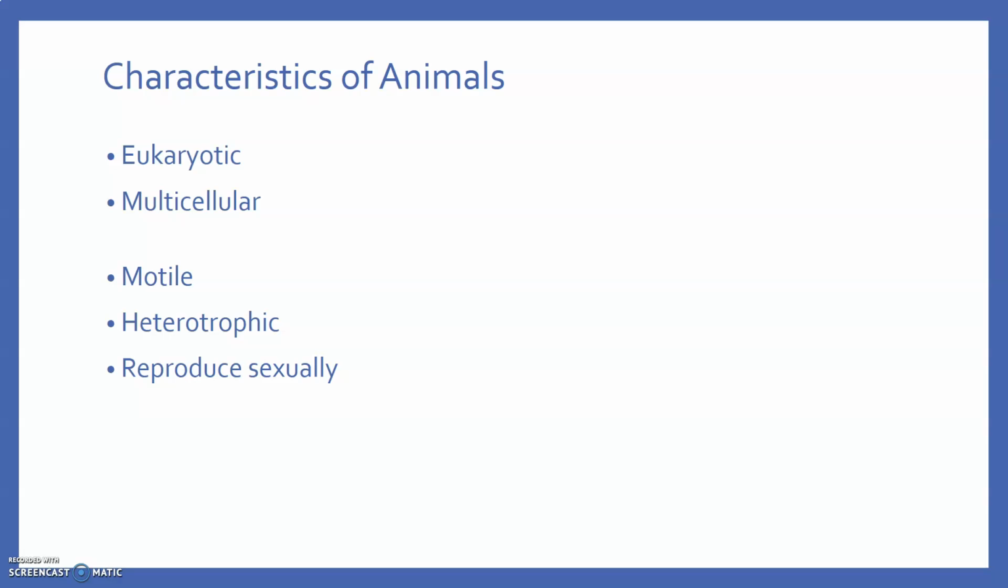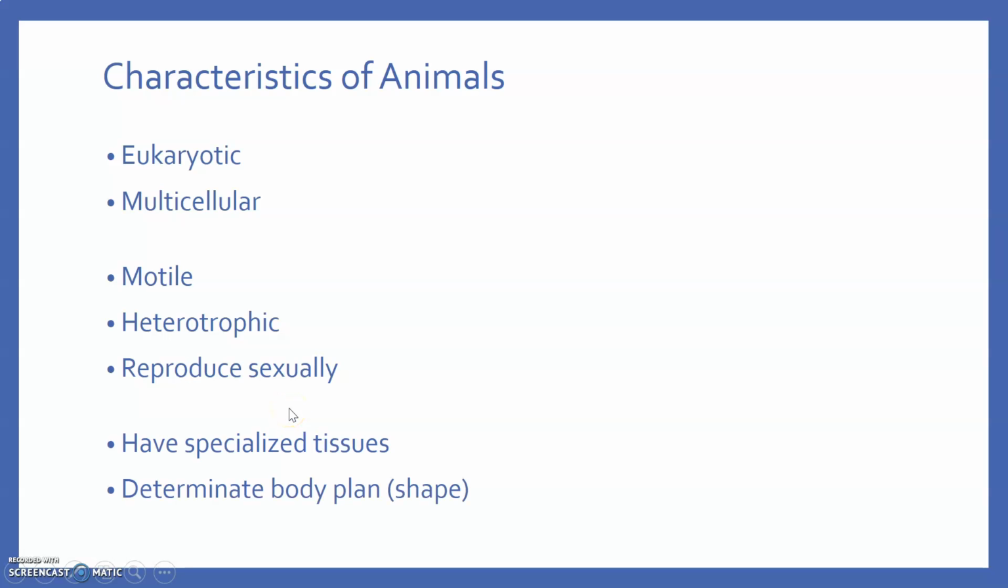One of which is the fact that animals are motile, or that they can move, whereas plants are sessile and cannot. Additionally, plants are phototrophic, right, and make their own food from light, whereas animals are heterotrophic, or get their energy from different organic sources. Animals also reproduce sexually, and animals have specialized body tissues, as well as a determinate body shape or plan.